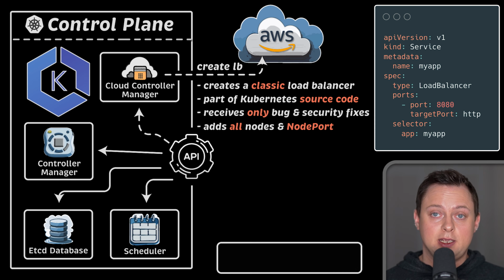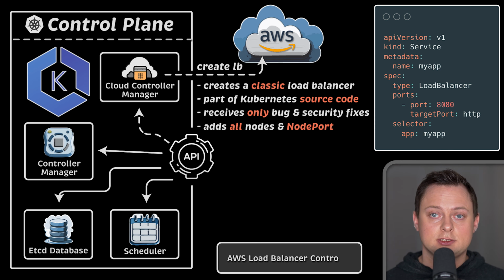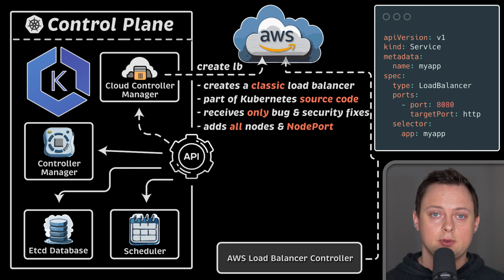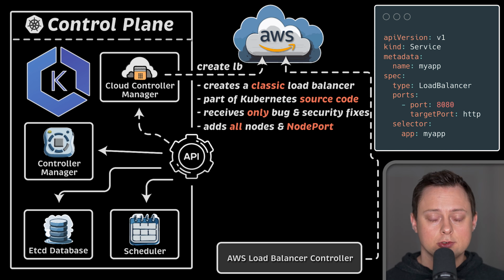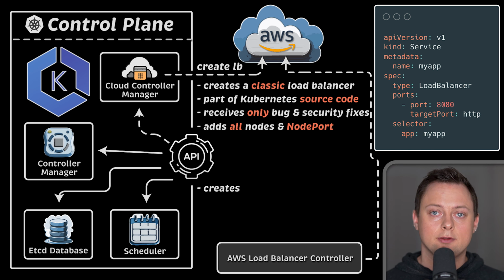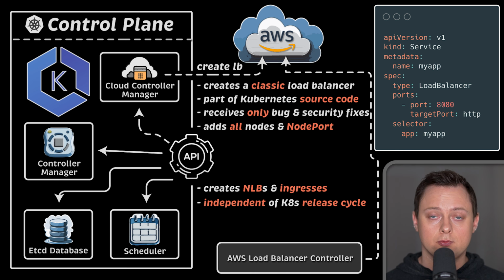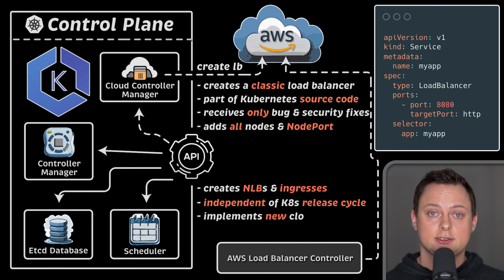Now, since Kubernetes became incredibly popular, cloud providers started to develop their own controllers to handle the specific cloud logic. For example, AWS has the AWS Load Balancer Controller that you can additionally install in Kubernetes, usually using a Helm chart. This controller can create load balancers and ingresses, a feature that was never added to the original cloud controller. Since it's a separate project hosted in its own repository, it has an independent release cycle. This allows cloud providers to develop new features and quickly release them to the public.